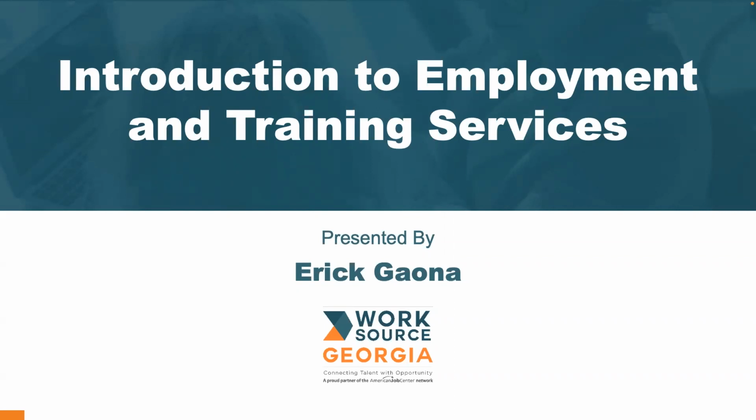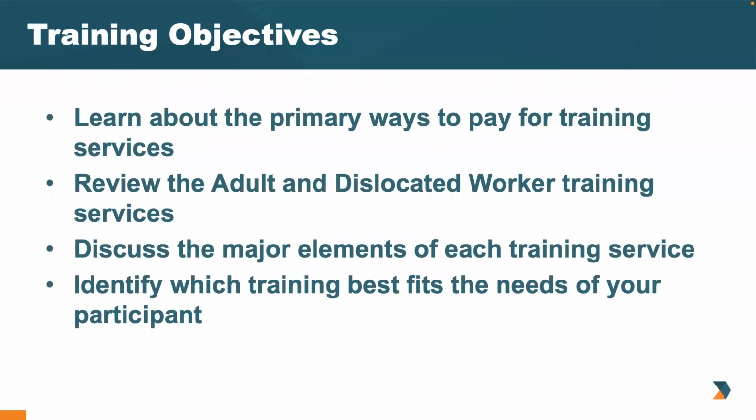major elements. The training objectives for this module are to learn about the primary ways to pay for training services, to review the adult and dislocated worker training services. In addition, we will discuss the major elements of each training service and identify which training service fits the needs of your participant. These trainings are meant to provide insight for adult and dislocated worker only, although some information applies to both youth and adult and dislocated workers.